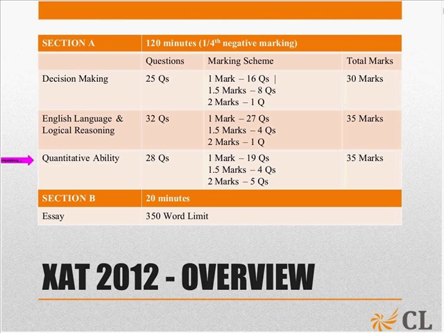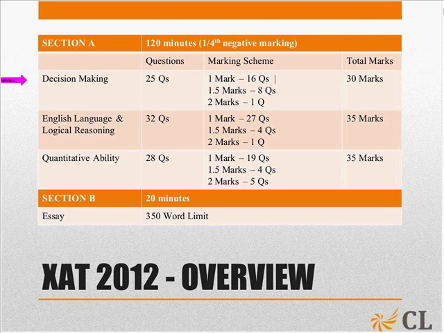What is interesting to note in decision making is that there were no analytical reasoning questions, or just one set which was analytical reasoning. Almost all the questions were decision making. What XAT says is that it's a section of both decision making and analytical reasoning. So in XAT 2013, you can expect analytical reasoning questions as well. But anyways, this is how the XAT 2012 paper was.